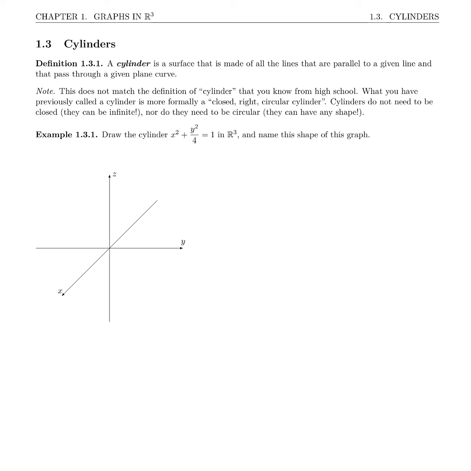Welcome to section 1.3 on cylinders. Let's take a look at the definition, 1.3.1. A cylinder is a surface that's made up of all the lines that are parallel to a given line and pass through a given plane curve.